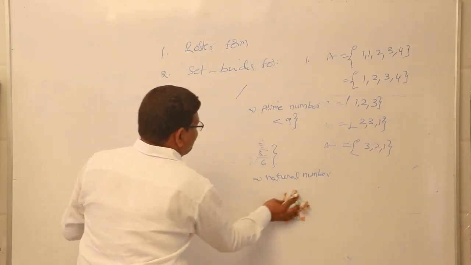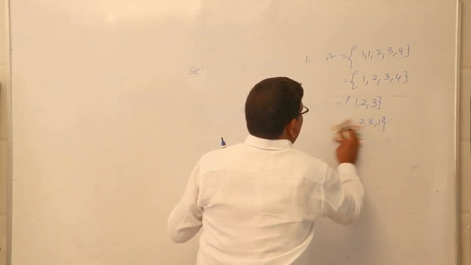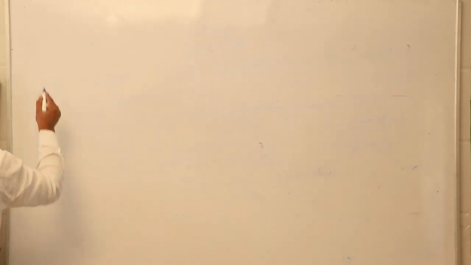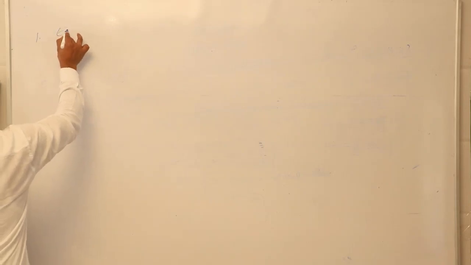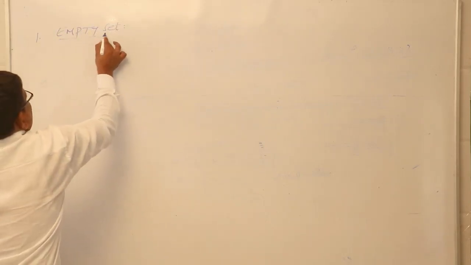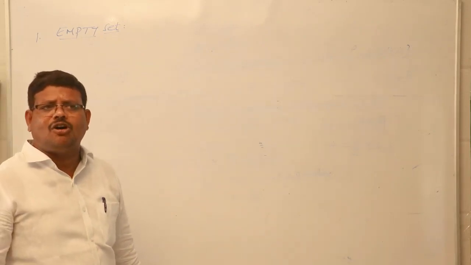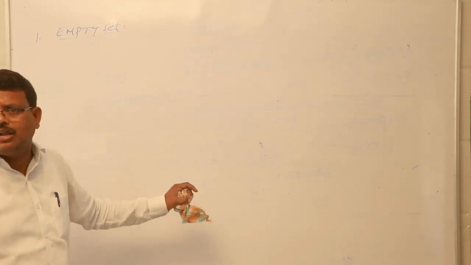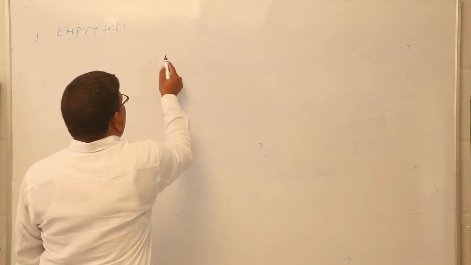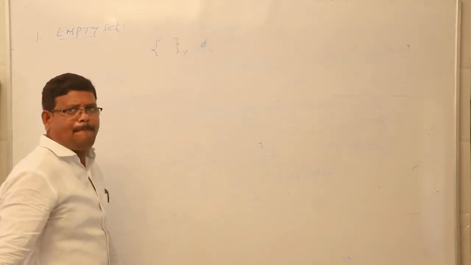What are the types of sets and what are their characteristics? The first one is the empty set or null set. The set which does not have any elements is called an empty set, null set, or void set. Generally, the empty set is denoted by empty brackets or phi.